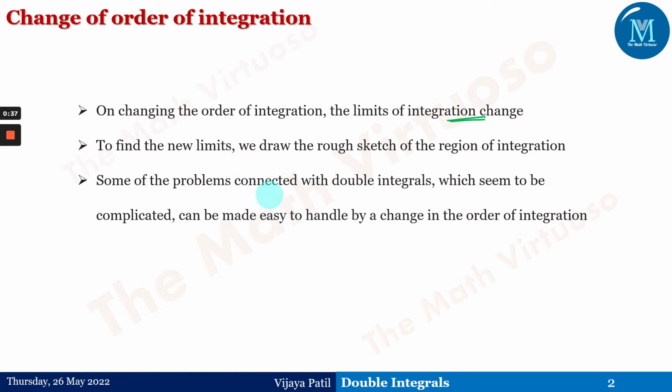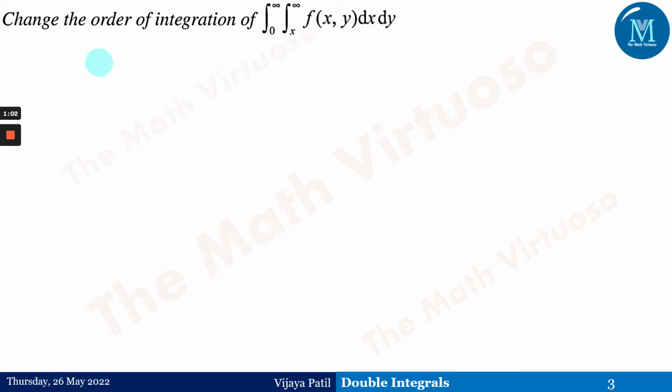So the problem connected with the double integrals, which seems a little complicated, can be made easy to handle by change of order of integration. This is an application of the change of order of integration. If one of the integrations or limits of integration is a little difficult, we can change the order of integration, solve it, and we will get the same answer as that of the original question. Okay, let us explore this with the help of an example.